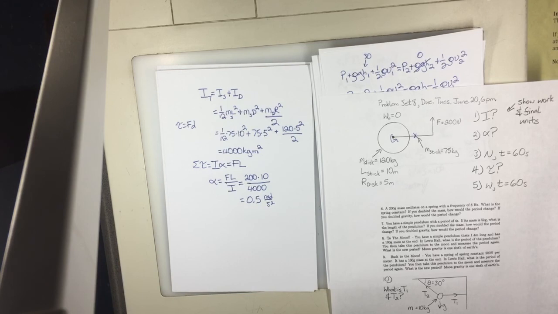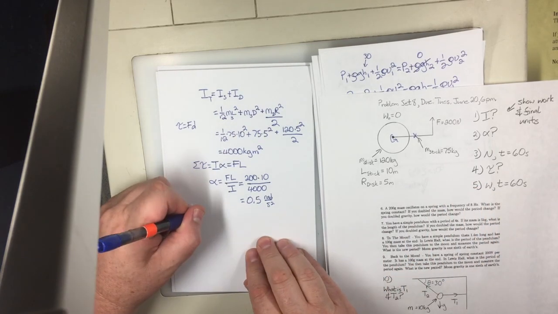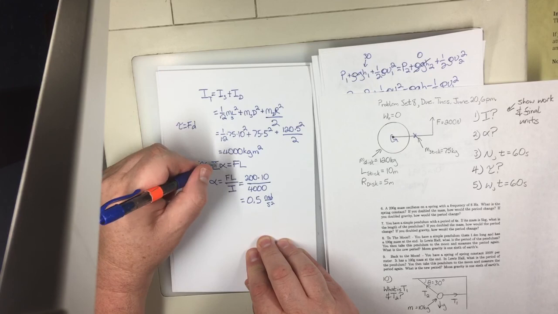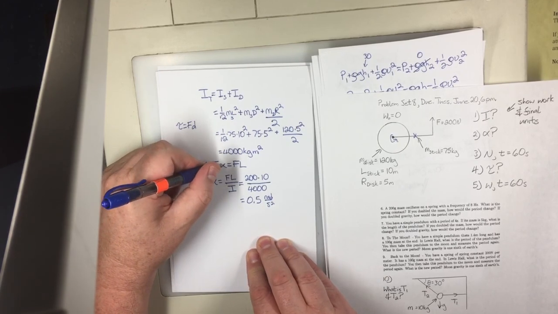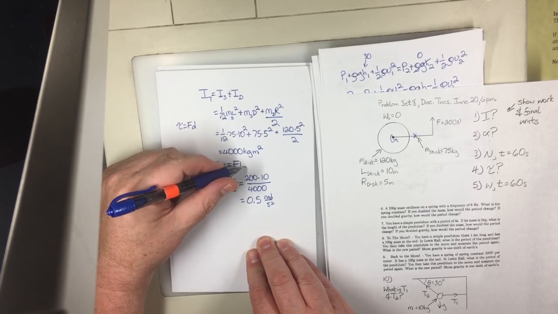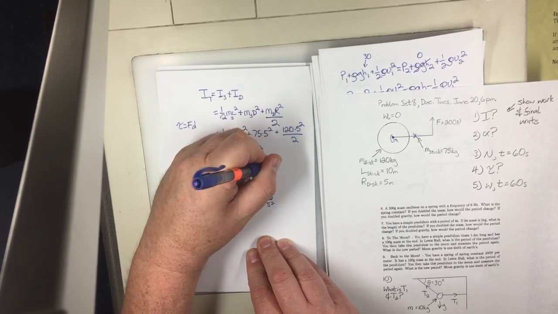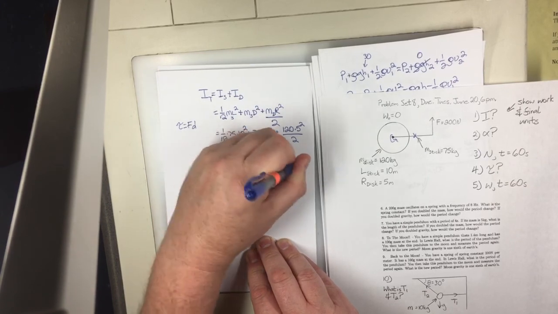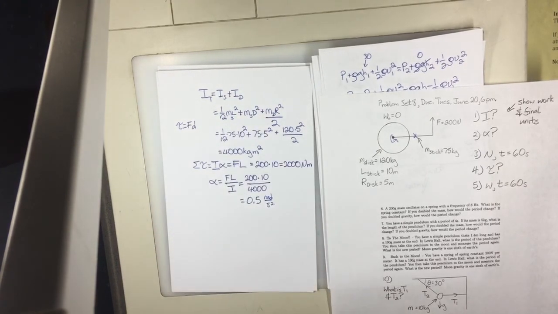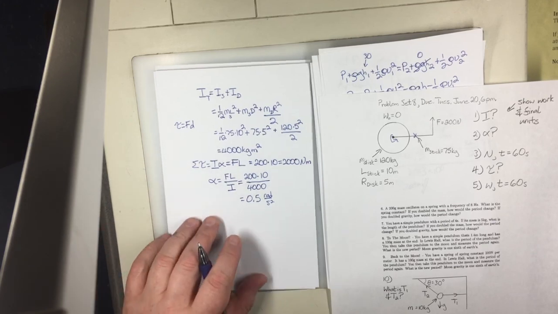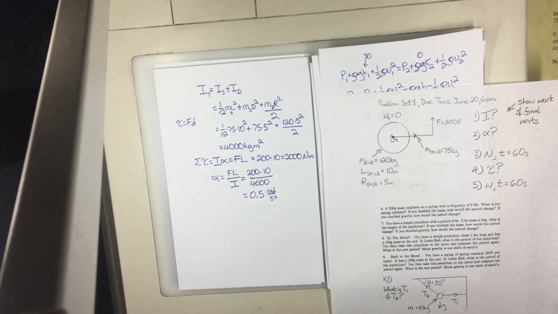Now, what I'm going to do briefly, I'm going to skip to 4 because I'm going to knock out torque. Sum of the torques is I alpha, which is equal to force times that distance. So you could write 200 times 10 or 2,000 Newton meters, and that's the torque. So now 4 is answered. So now let's go for 3.